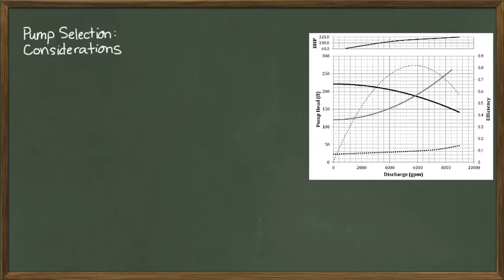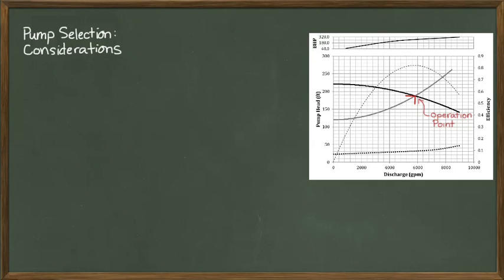But first I want to point your attention to the solid black line that's curving downward. That is the pump performance curve. And the solid gray line that curves upward, that is the system curve. In order to select the correct pump, we want to see where the operation point of the pump is, and it's going to be where the pump performance curve intersects with the system curve.